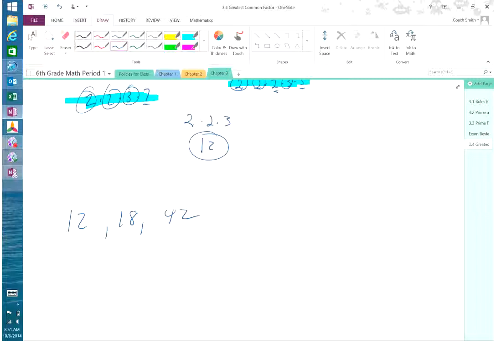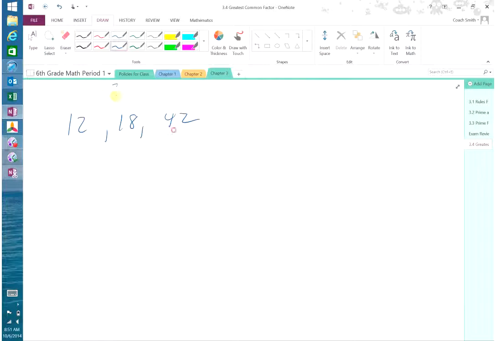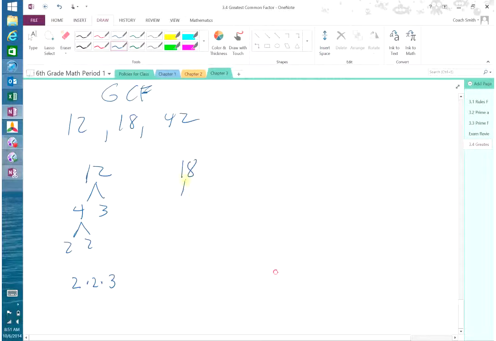The process doesn't change. To find the GCF, you still do the same thing: prime factor. 12 is 4 times 3, 2 times 2, so 2 times 2 times 3. Then 18 is 3 times 6, 2 times 3, so 2 times 3 times 3. Then 42 is 7 times 6, 2 times 3, so 2 times 3 times 7.